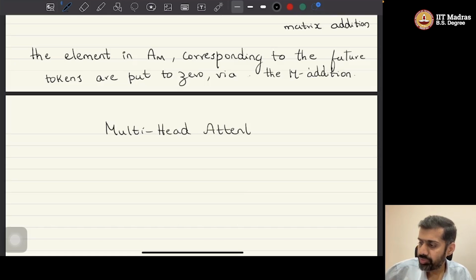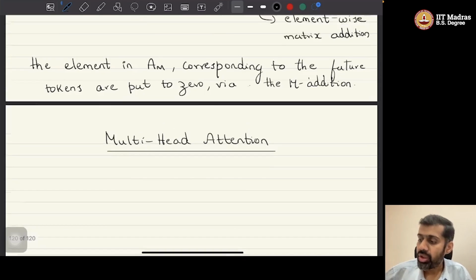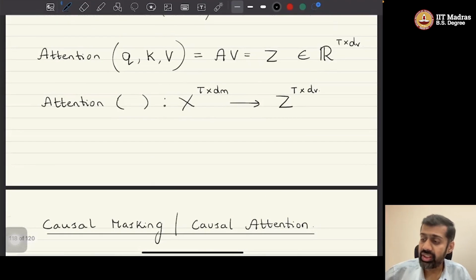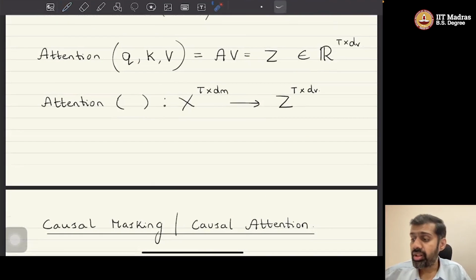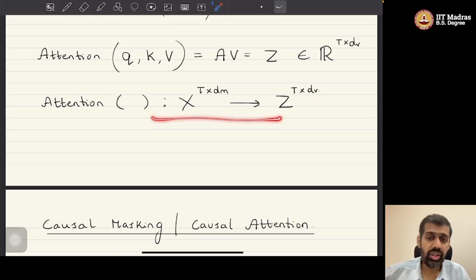Multi-head attention. Okay, so just recall what we just said. The attention mechanism takes the data vector that lies in d_m dimensional space and projects it onto d_v dimensional space, right? In the discussion so far, we did this projection in one shot, which means that all the d_m dimensions of data were transformed using one triplet of the query, key and value matrices.